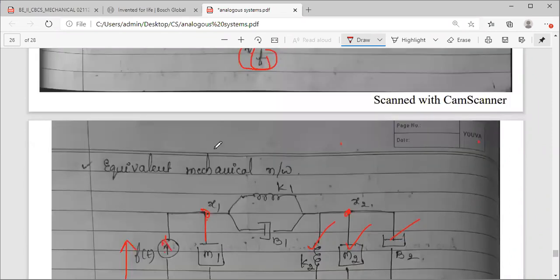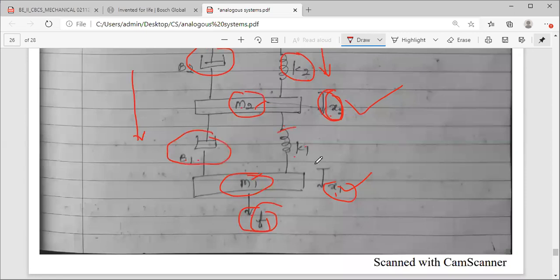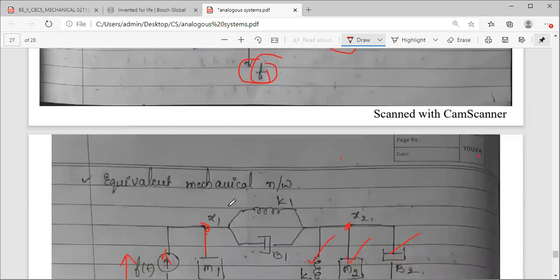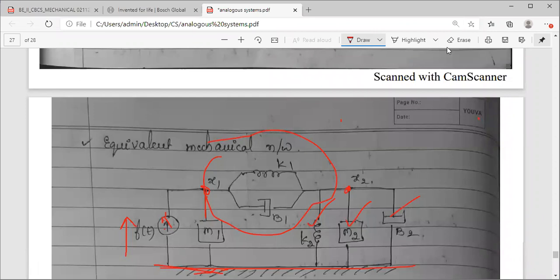Now these two things are left out, which are the elements whose both ends are free to move, and they are the shared elements between the two nodes x1 and x2. Whenever the shared elements concept comes, those elements have to be connected in parallel between the two nodes. So B1 and K1 I have to connect between the two nodes, in parallel. Fine. So this is your equivalent mechanical network. Hope you understood how to draw it.